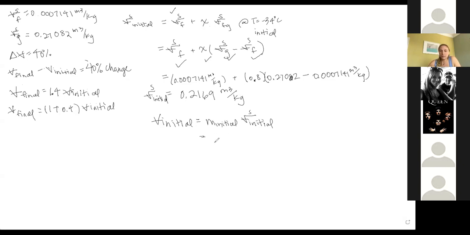Since this is in kilograms, 100 grams is 0.1 kilograms. And then multiplied by our specific volume initial, which is 0.2169 cubic meter per kilogram. The kilograms are going to cancel. We're left with cubic meter. That's a volume, so that is good. So our volume initial is 0.02169 cubic meter. Oh, no, not per kilogram, just cubic meter. Got carried away. Too much specific volume.